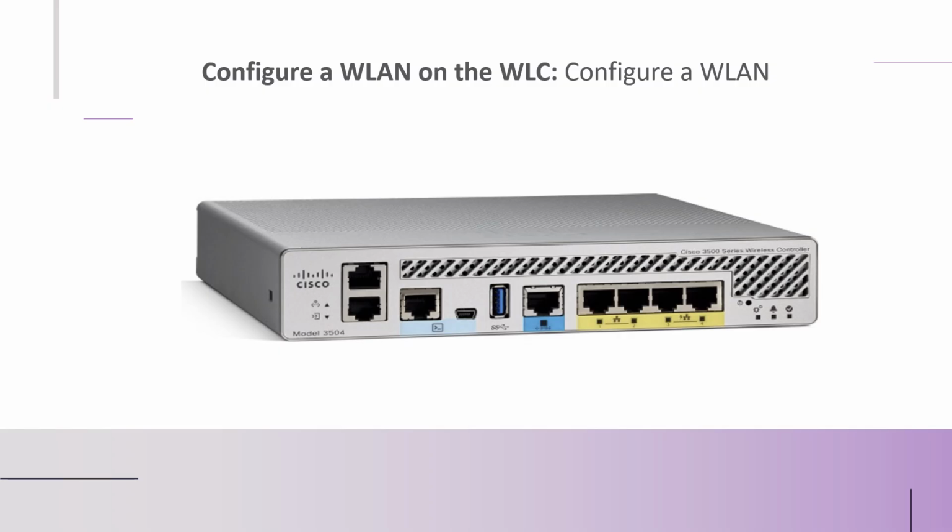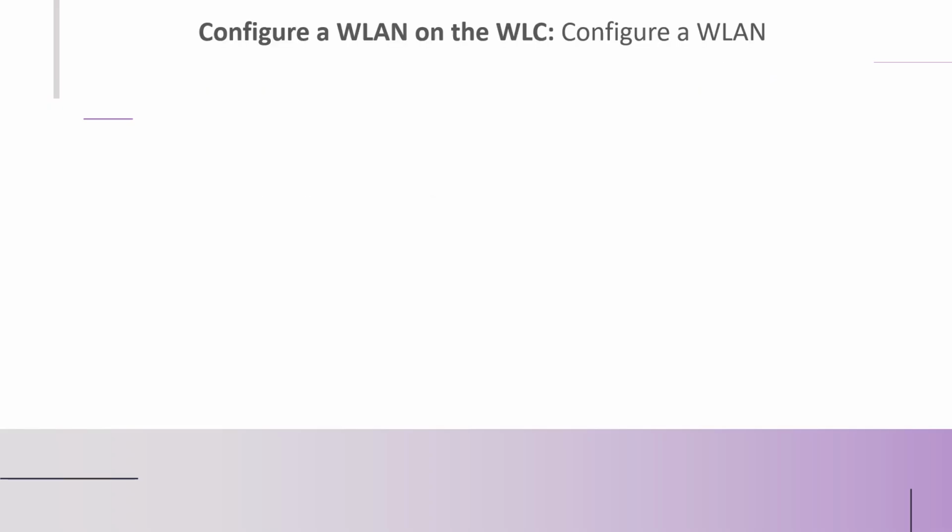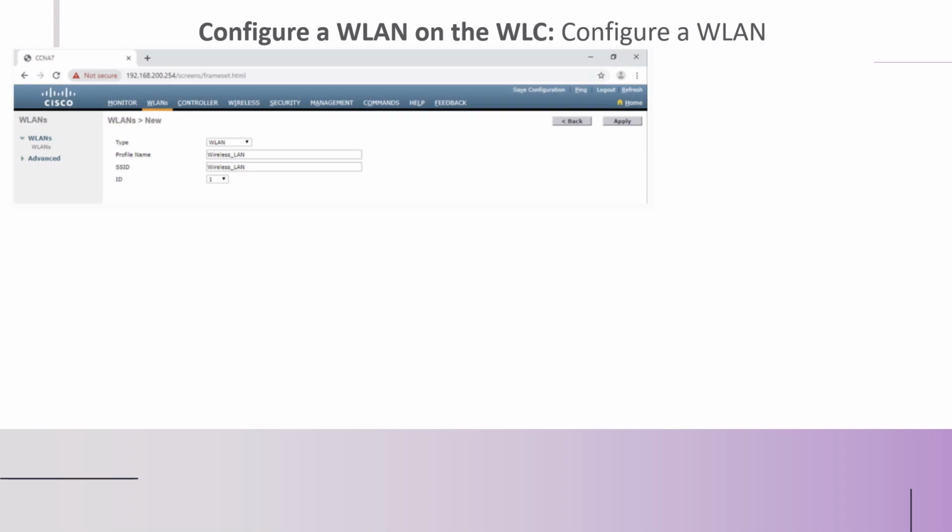So let's do some basic wireless LAN configuration on the wireless controller by following these steps. The first thing we need to do is to create a wireless LAN. Here in this figure, the administrator is creating a new wireless LAN. So you click the WLANs tab, and then write down the profile name of the wireless LAN that will serve as a service set identifier, or SSID. This ID is an arbitrary value that is used to define the wireless LAN in display output on the wireless controller. And then after that, we click apply.